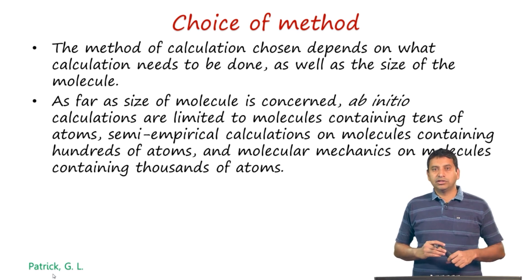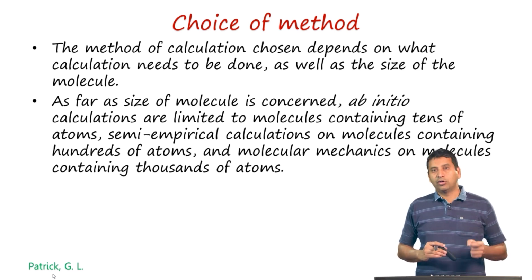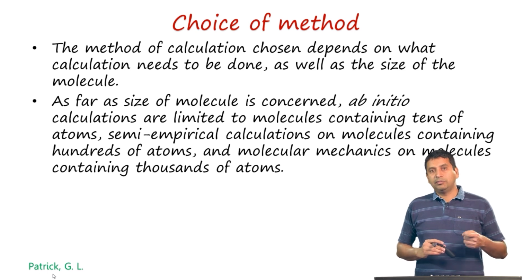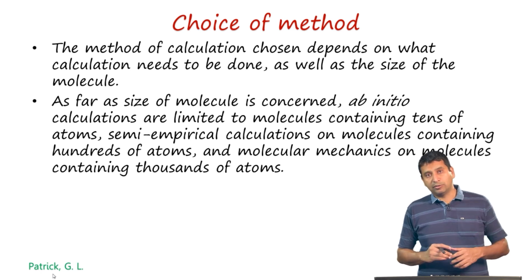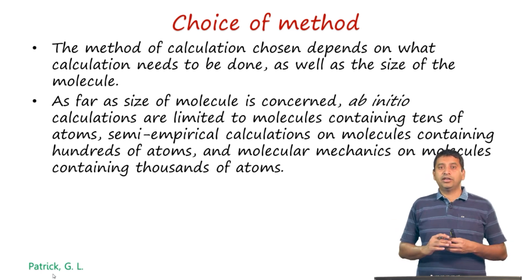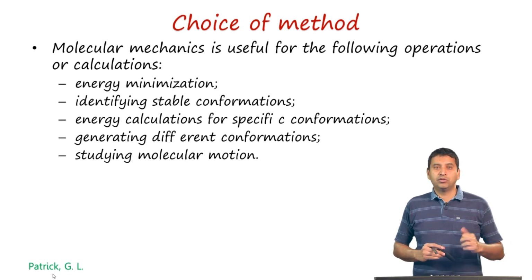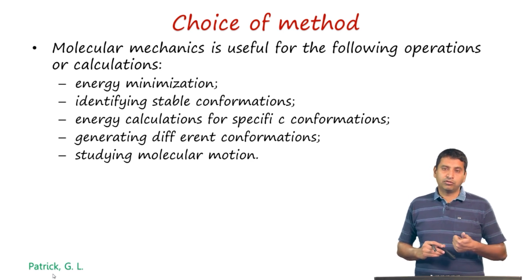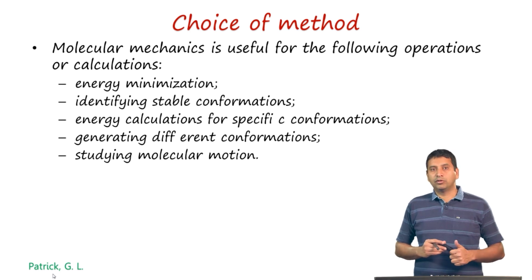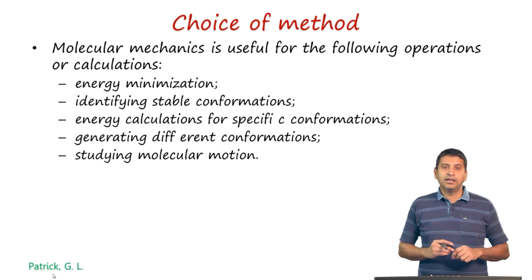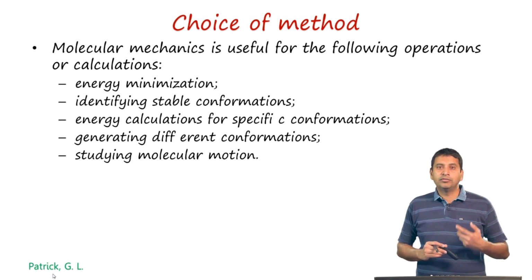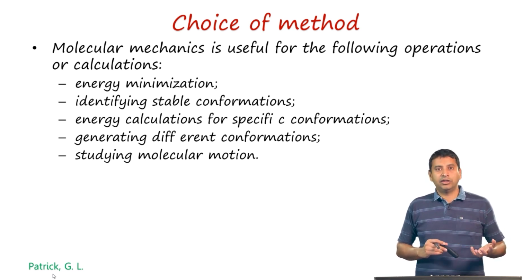As far as size of the molecule is concerned, ab initio calculations are very limited to molecules containing tens of atoms, whereas semi-empirical can contain hundreds of atoms, and molecular mechanics can work with thousands of atoms. So, here is the scale that we are going to work with. So, molecular mechanics is useful for the following operations. One, energy minimization. So, here you identify the most stable conformation among the various possible conformations, and then you can also calculate energy for specific conformations, right. And you can also generate different conformations and assign an energy value to it.